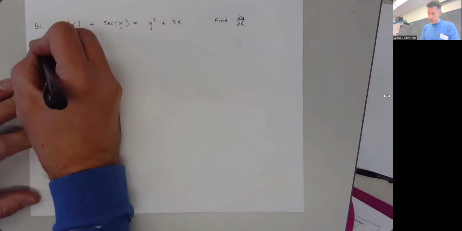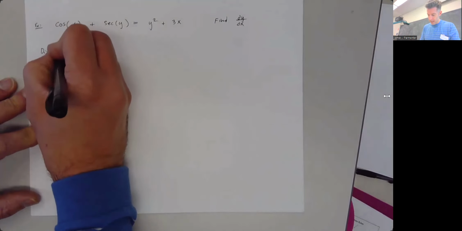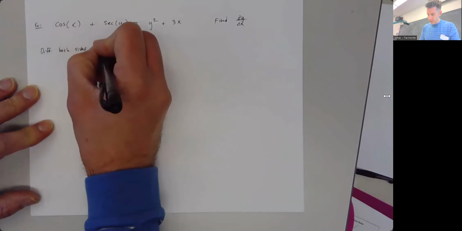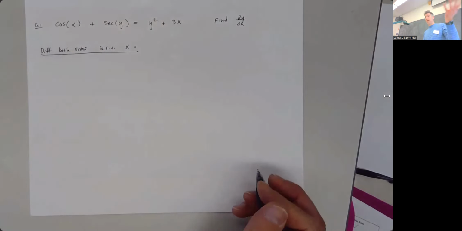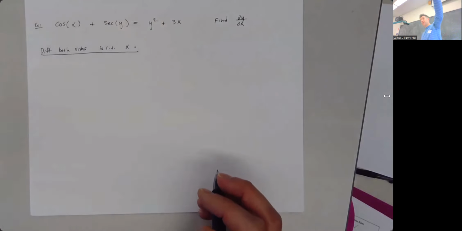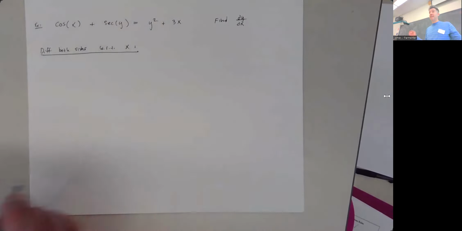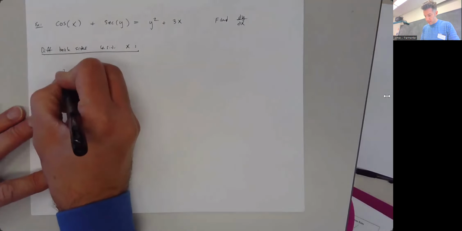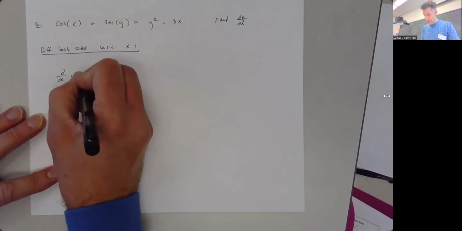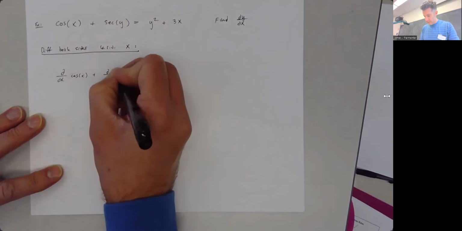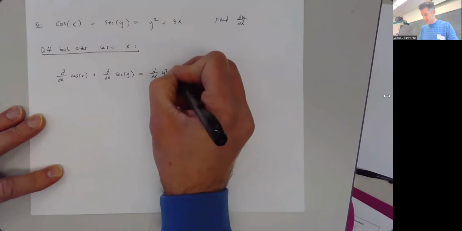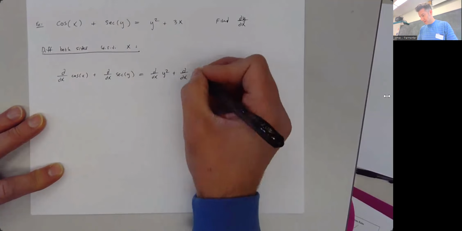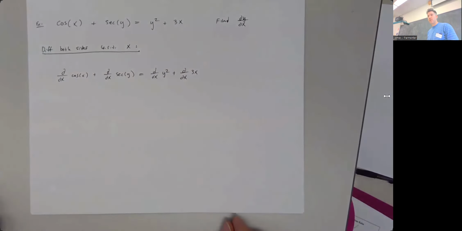So we're going to differentiate both sides with respect to x. And it is totally fine to write d/dx of everything. So you can say I'm going to take the derivative with respect to x of cosine of x plus the derivative with respect to x of secant of y equal to the derivative with respect to x of y squared, plus the derivative with respect to x of 3x. You probably don't need to write so many of them like I am. You just write one d/dx on each side if you prefer to do that.